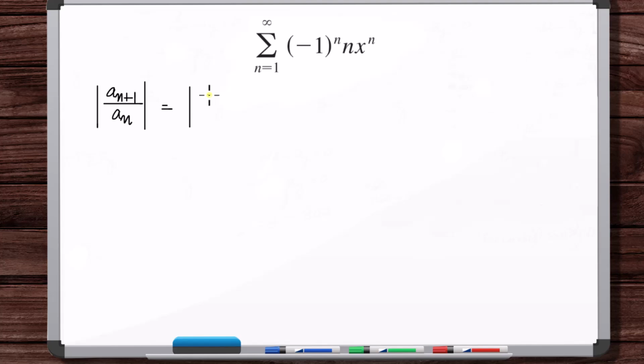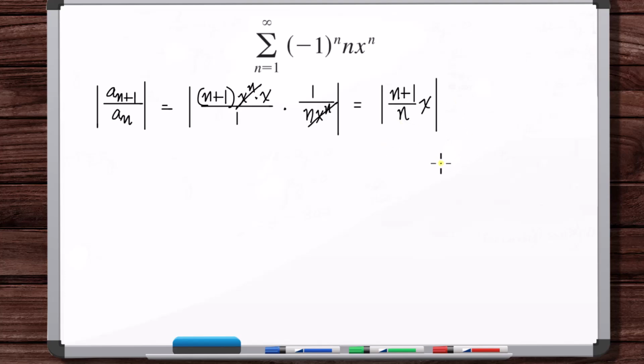But, okay, we've got the absolute value of n plus 1 times x to the n plus 1, which is going to be x to the n times x over 1, times, and then we'll have n x to the n. All right, so these cancel, and we've got n plus 1 over n times x.